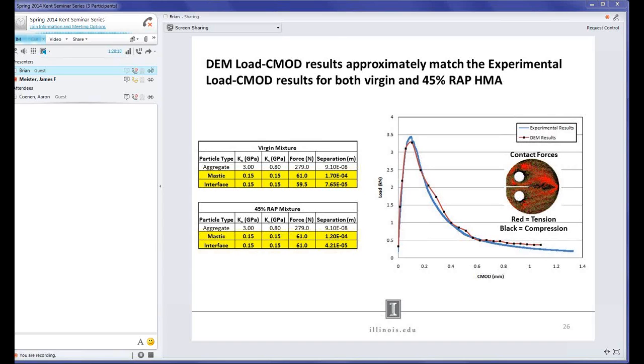And one thing we're working on now is trying to do a better job estimating the interfacial properties, because estimating those is really difficult. With the mastic, it's easy to run fracture tests. With the interface, it's a little bit more of a challenge because you're trying to make a large specimen out of mastic on top of an aggregate, and you're wondering whether or not that's actually applicable to what's going on here from a micromechanics standpoint.